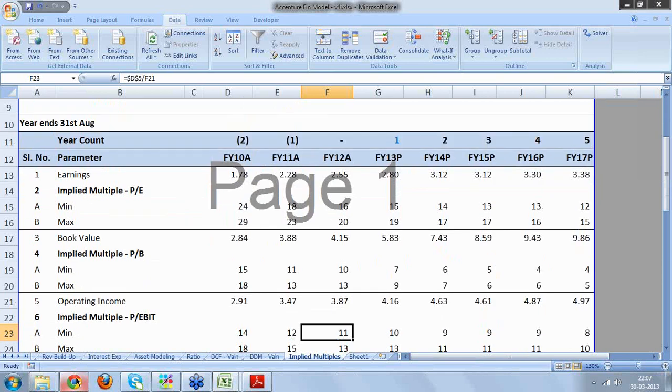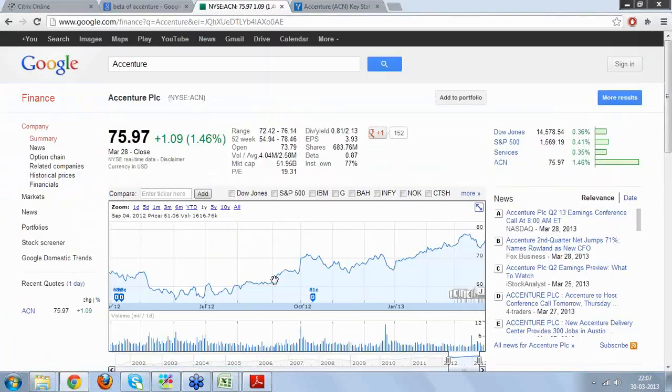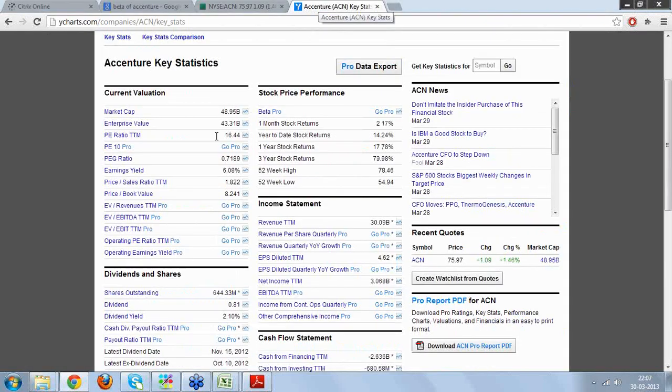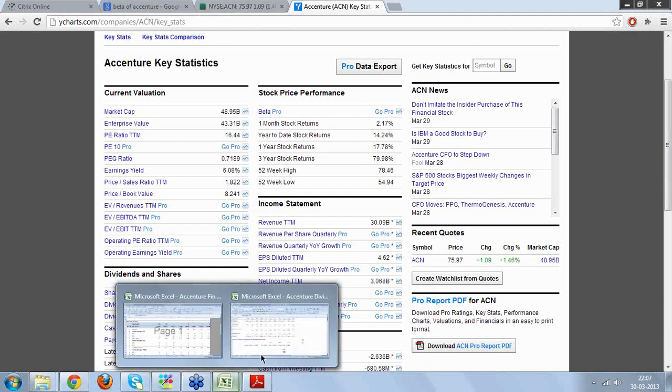Let's see how the industry is looking at the multiple. So look at this. Price to sales ratio 1.822, price to book 8.2. EV per revenues, they have not disclosed. Price to sales close to 2, price to book close to 8. Let's go back and see where we are in comparison to this.